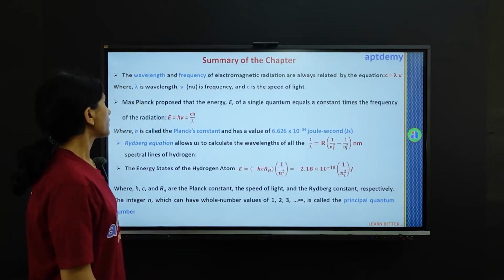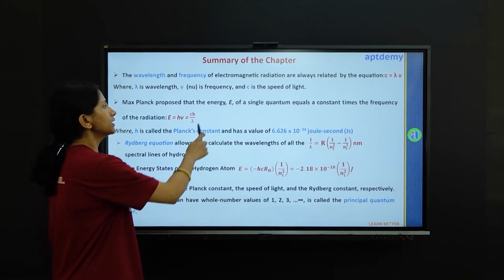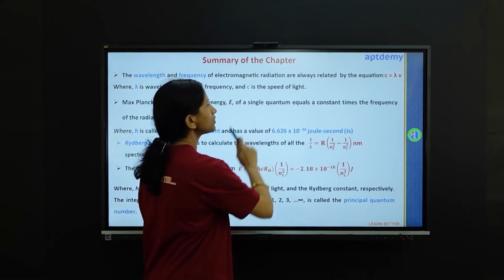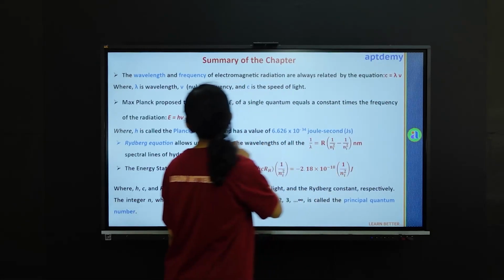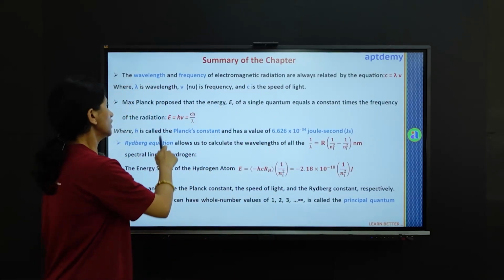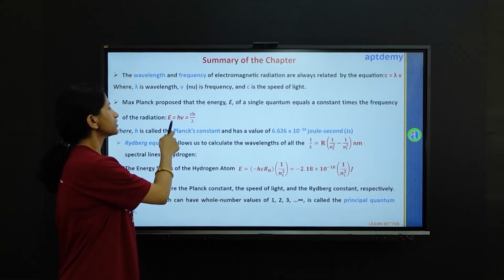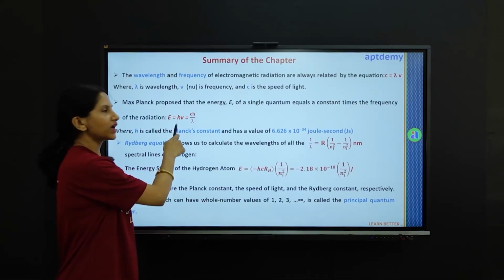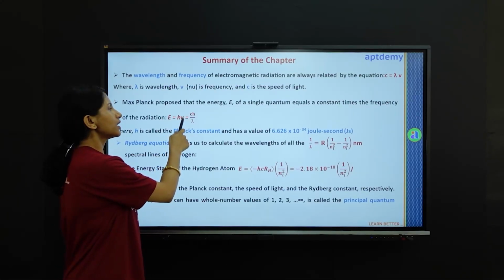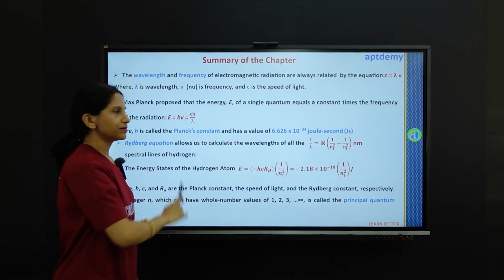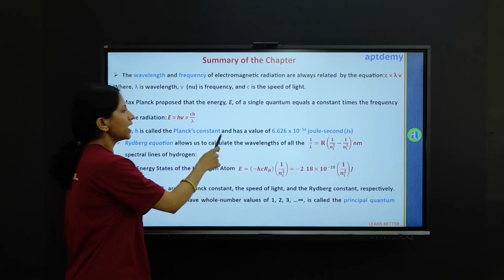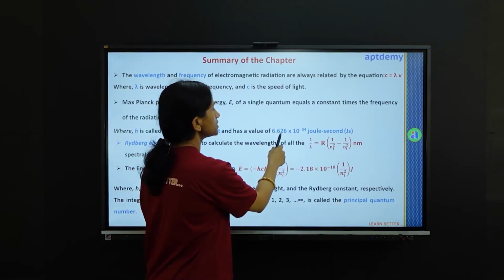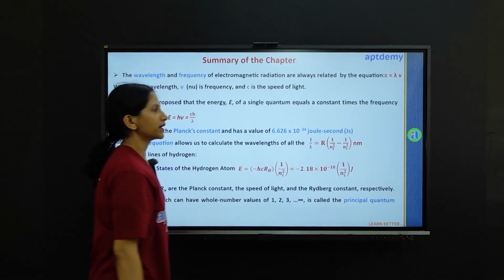Later we learned that Max Planck proposed the energy E of a single quantum equals a constant times the frequency of the radiation, which is represented by the following equation, that is E is equal to h nu, and it can also be written as equal to hc by lambda. Here h is the Planck's constant and it has a value of 6.626 times 10 to the power minus 34 joule second.